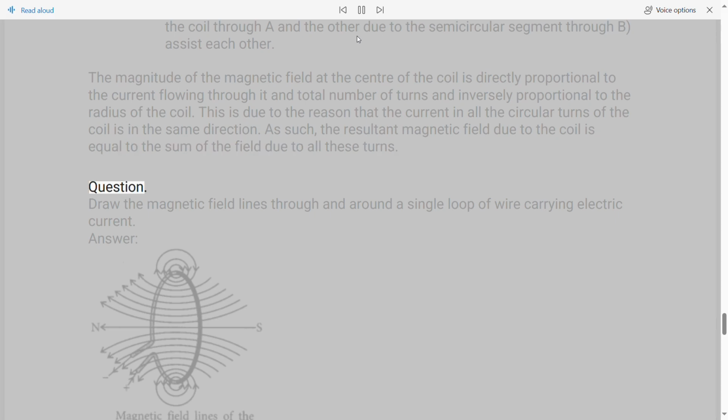Question. Draw the magnetic field lines through and around a single loop of wire carrying electric current. Answer.